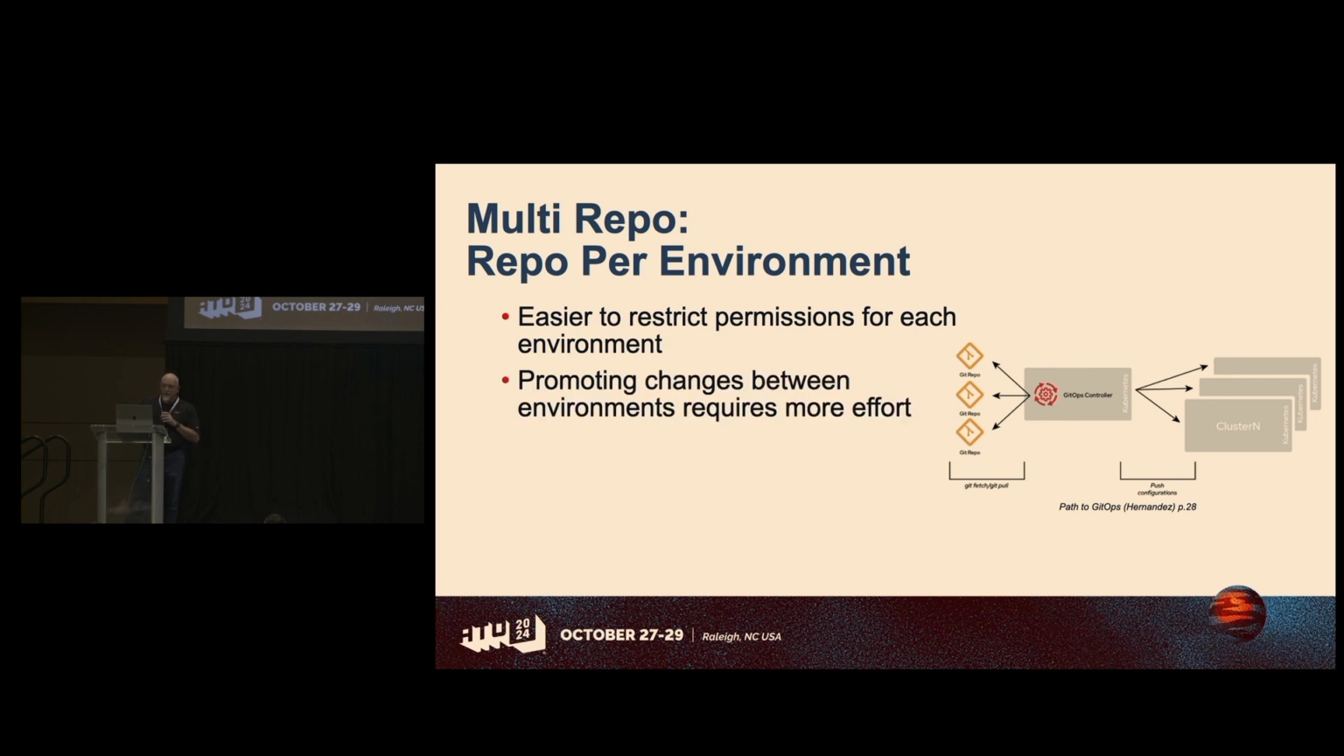Speaking of one environment to the next, promoting changes between environments gets a little bit more complicated. Before, we were just copying things from the dev folder to the staging folder. Now we have to move that configuration from the dev repo to the staging repo. And there's no real tooling built into Flux to do that. That's on you to figure out. That can be CI scripts, or whatever makes sense in your organization's automation scheme. But you have to figure out the best practices for how your organization works to make that happen.